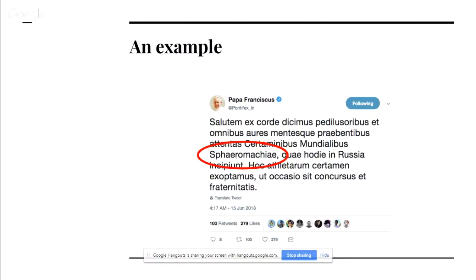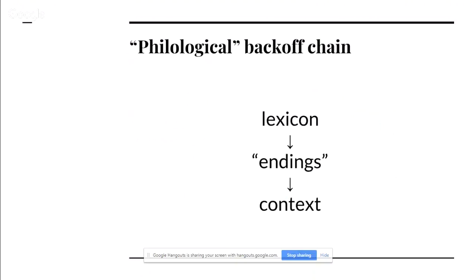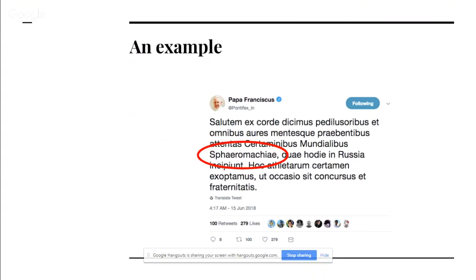That's a problem. Except we can apply, again, a backoff strategy, right? I look it up in my lexicon. It's not there, right? So maybe I go to endings next. I can actually say, machiae, I know that that's going to resolve to spiromachia. I might not know what it means, but I know where to look it up in the dictionary.